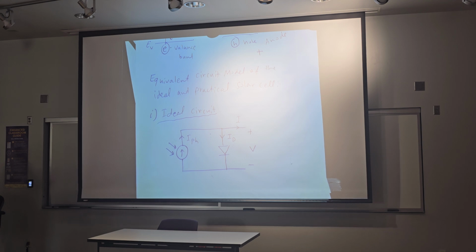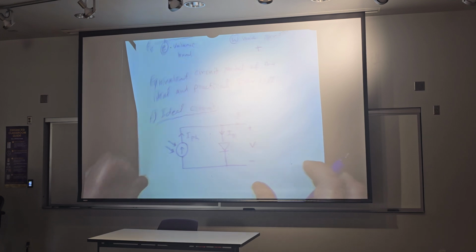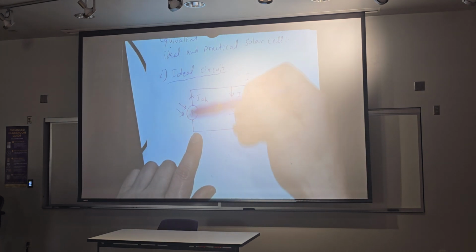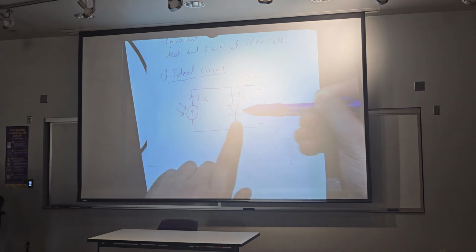I will give you a question: design a solar cell circuit with the load. I will give you the specification of the load, maybe DC, maybe AC, okay, and we will design with the given specification. Now, this circuit consists of a current source, a diode, and we have voltage and current.